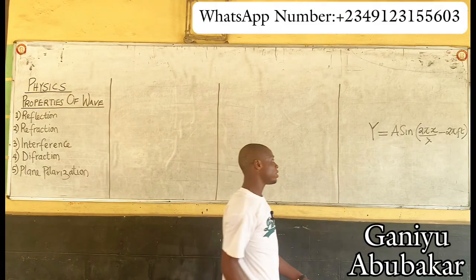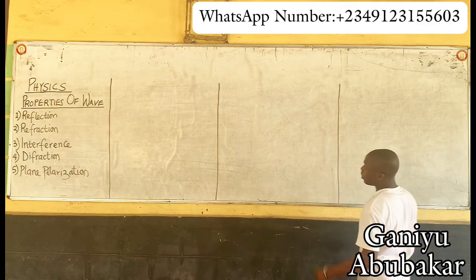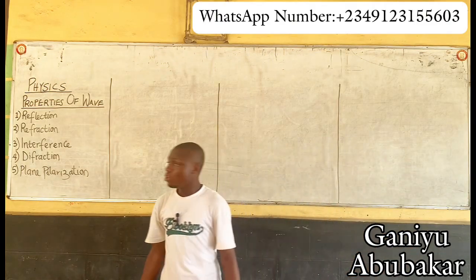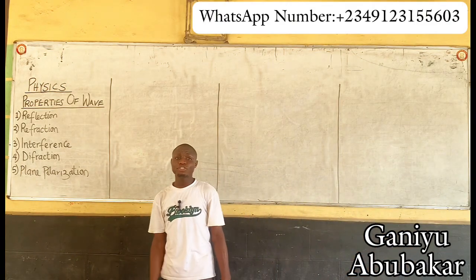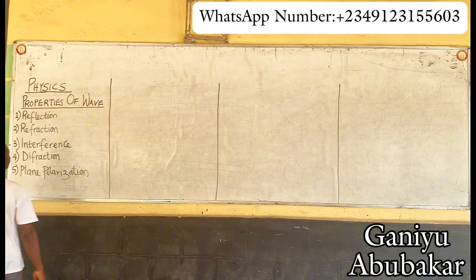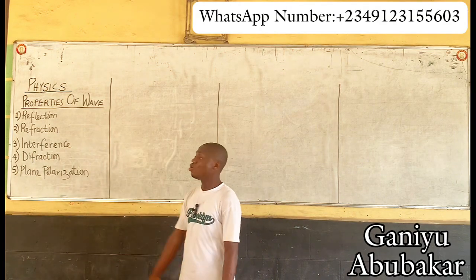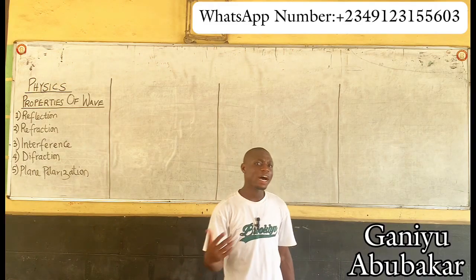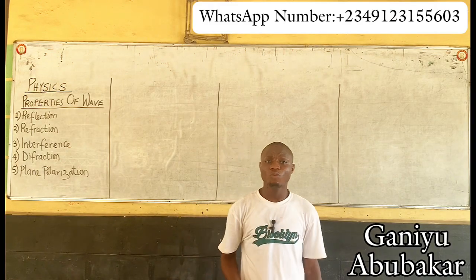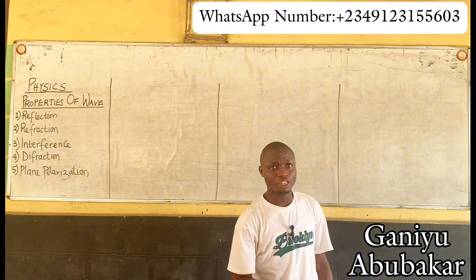Now let's look at yet another concept, the properties of waves. We have about 5 properties of waves. The first one is reflection. Number 2, refraction. Number 3, interference. Number 4, diffraction. Number 5, plane polarization. These are the 5 properties of waves that we have. Let's look at them one after the other.